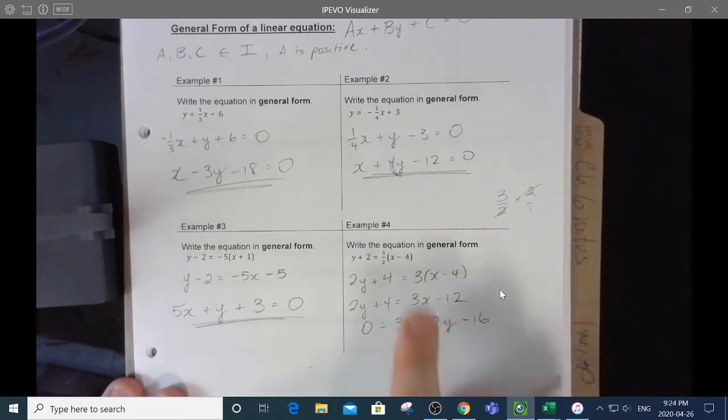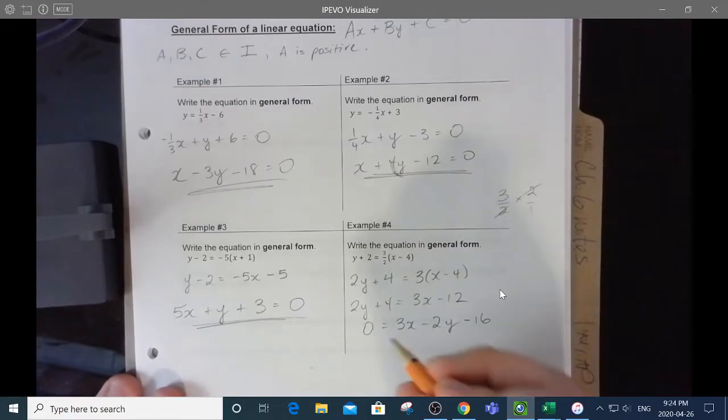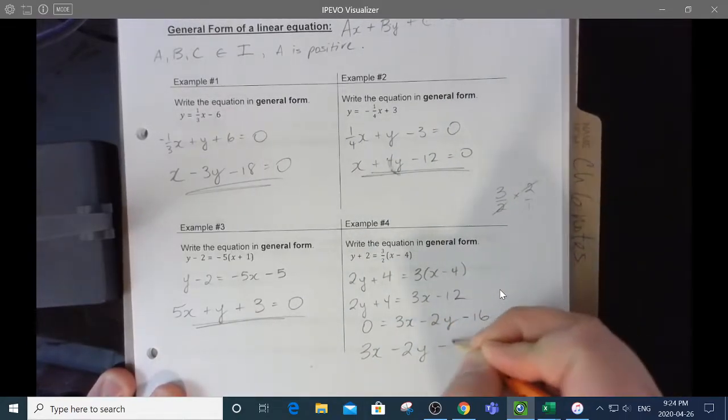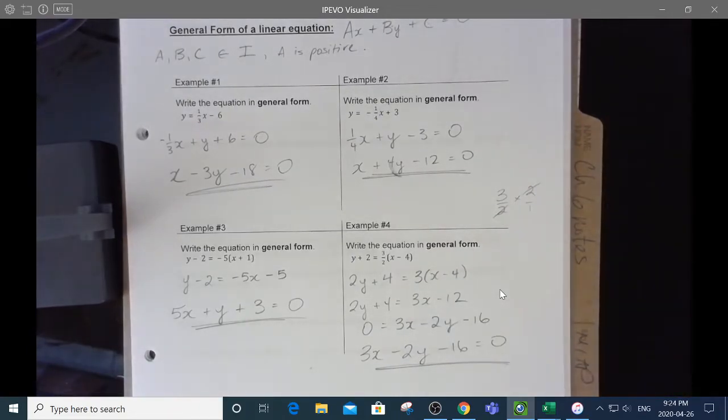Now, this kind of looks backwards from that. You can flip the left and right sides of an equation. It really doesn't matter. So I can just rewrite it the way that it's supposed to look, like so. And there we go. There's the general form of that equation.